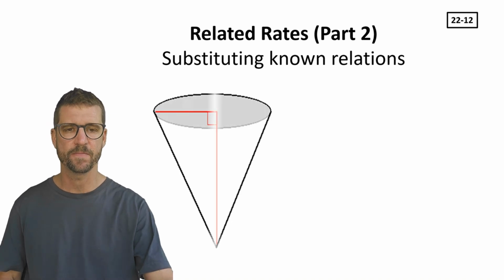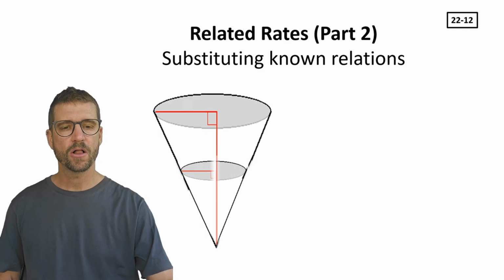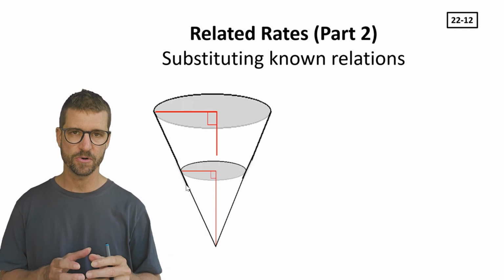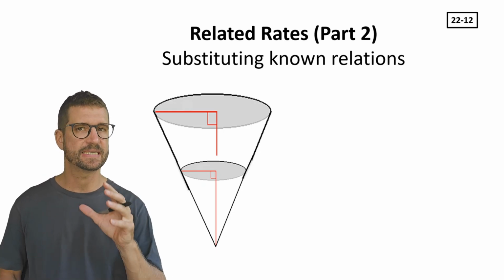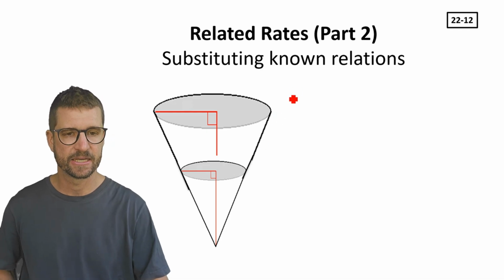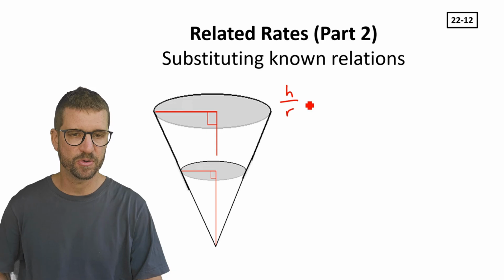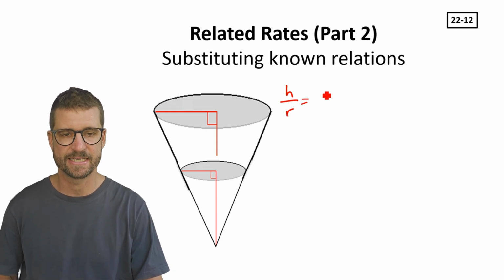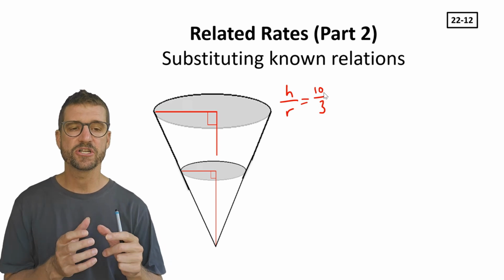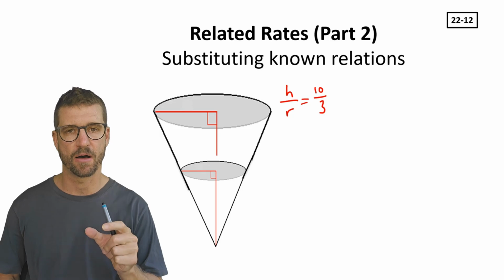So what do I mean by that? Well, imagine, for example, we have this inverted cone. If we were to draw another cone inside of this cone, these two cones would be similar, which means the ratio of the height to the radius would hold true. For example, if the height is 10 and the radius is 3, that ratio holds true. And you need to know that in order to solve the problem, okay?